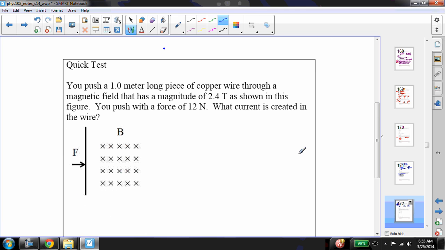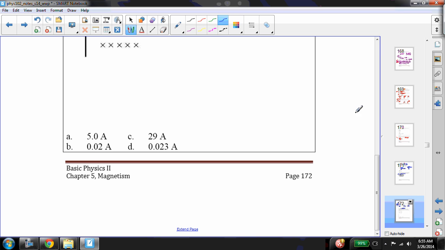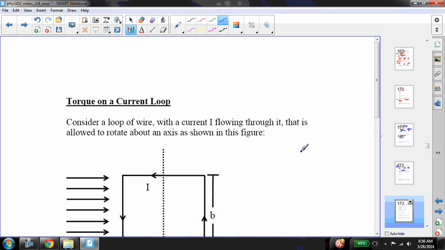All right, let's try this quick test. Remember, F equals ILB sine theta. And we will come back to this.